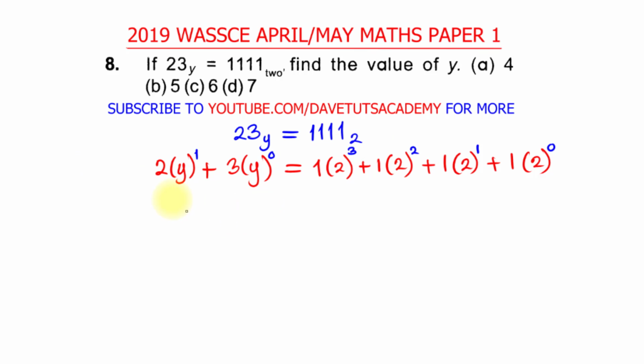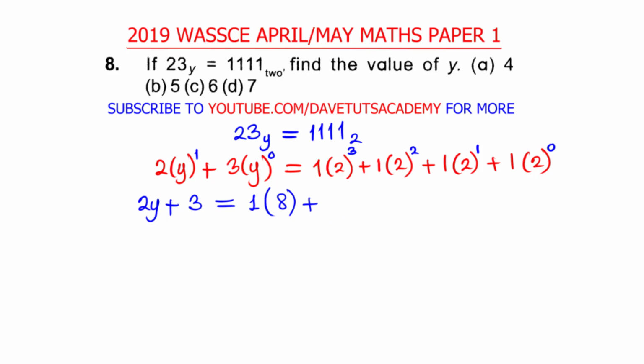Okay, so we just need to open this up. 2 multiplied by y raised to power 1 is 2y, plus 3 multiplied by y raised to power 0. y raised to power 0 is 1. Any number raised to the power of 0 is 1. Then 1 times 3, that is 3, is equal to 1 multiplied by 2 raised to power 3, which is 8, plus 2 raised to power 2, that is 4.